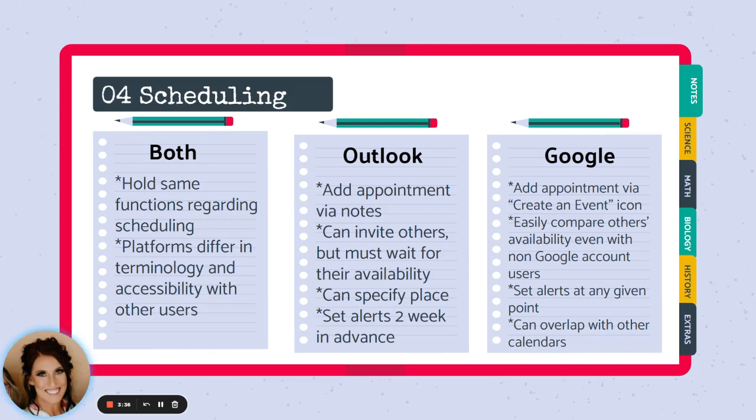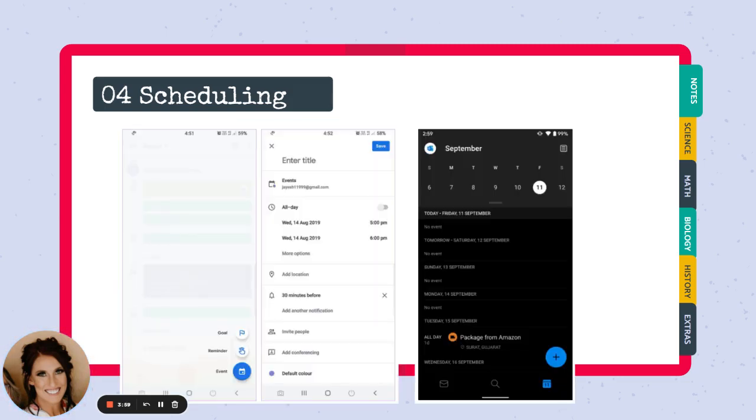And then with Google, you add appointments via the create an event icon. You can easily compare others' availability even with a non-Google account user. And then you can set alerts at any given point. So you can set an alert for like a month in advance or even a year in advance. And you can overlap with other calendars. And this could be within Google and then with non-Google accounts as well.